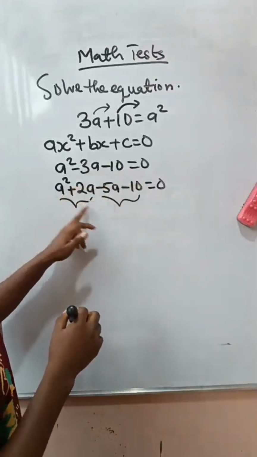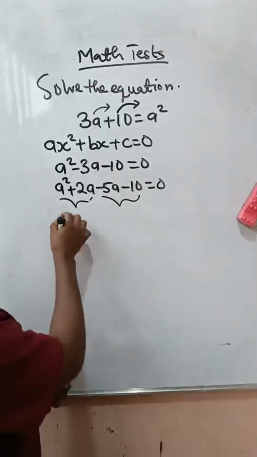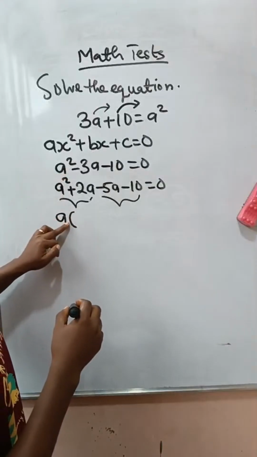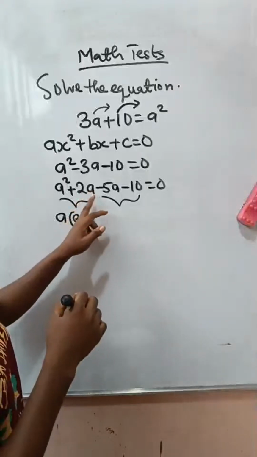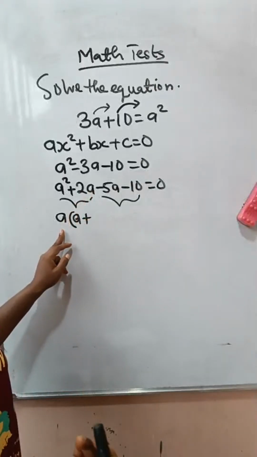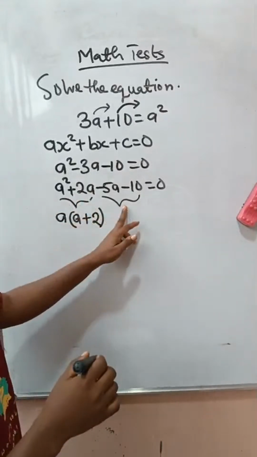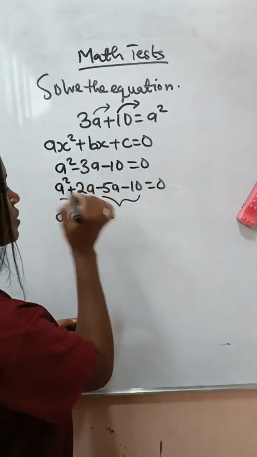Now these two, what they have in common is a. So we are going to pick a, factorize that. Now a squared divided by a will give us a, plus 2a divided by a will give us 2. We are done with this. Then we go to this. Because of this negative sign outside, we must have a negative sign here.